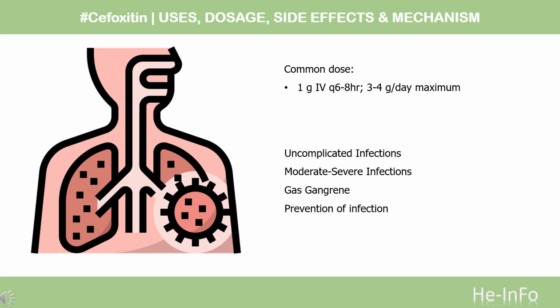Gas gangrene and infections commonly requiring antibiotics in higher dosage: 2 g every 4 hours or 3 g every 6 hours, 12 g/day maximum. Surgery prophylaxis, prevention of infection. Colorectal, non-perforated appendectomy, hysterectomy: 1 to 2 g. Ruptured viscus: 1 to 2 g every 6 hours.